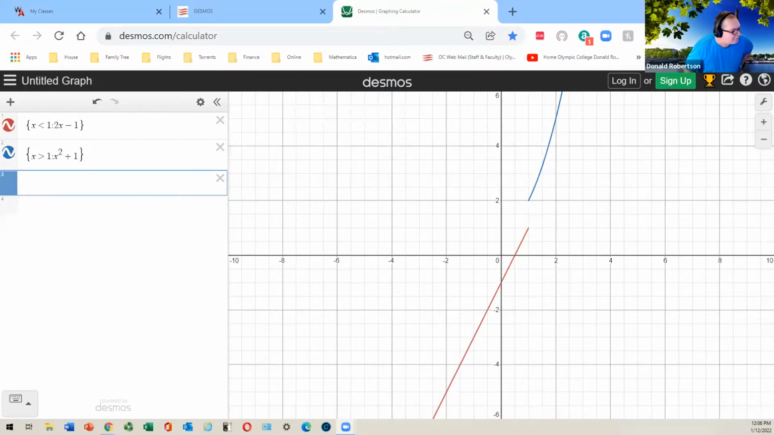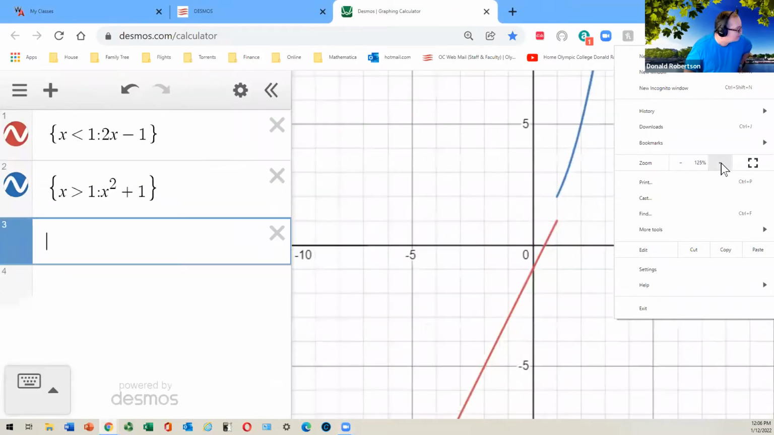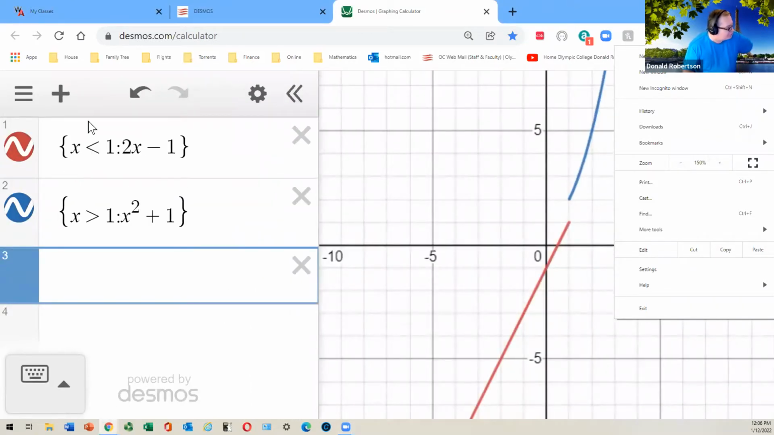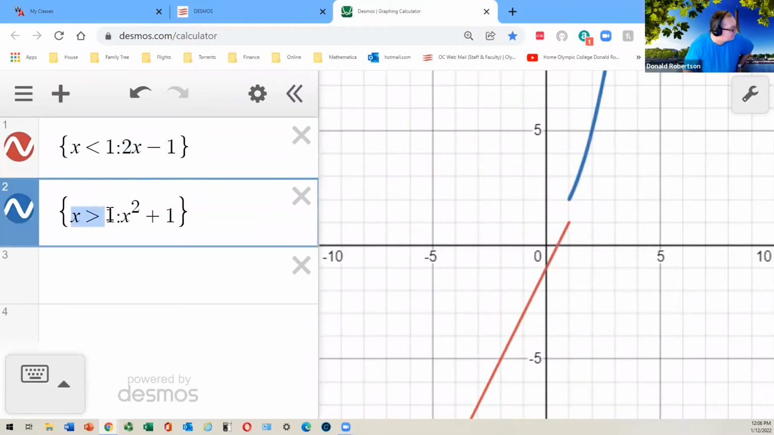I'll make this a little bit bigger so you can see the instructions, and I'll shrink it back. If you want to do a piecewise function, you do this guy, colon, and then what the function is going to be. So this would be for x less than 1, y equals 2x minus 1, which is basically that red straight line. And if you want to do the other side, x greater than 1, you do that.